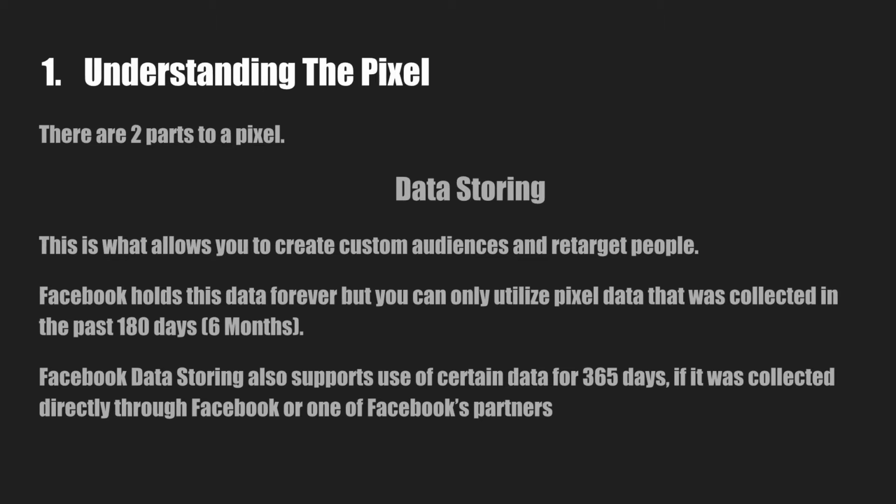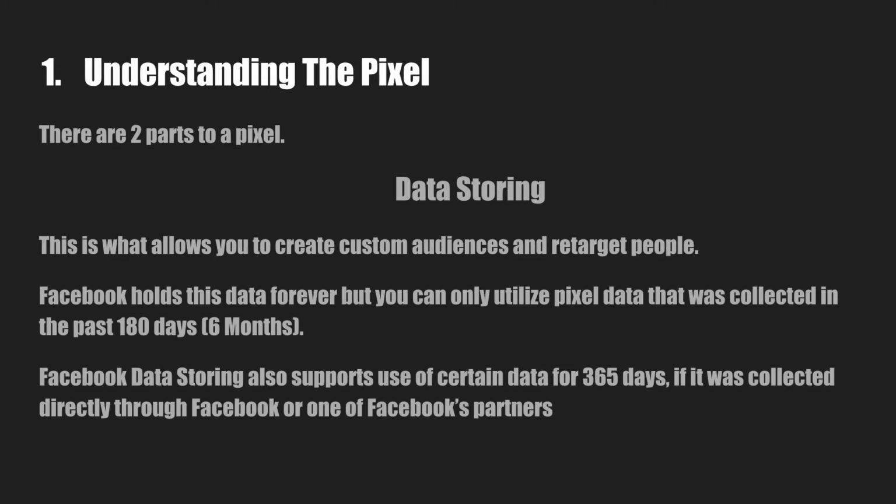but you can only utilize the data that was collected in the past 180 days. So any pixel events that happen on your website, like view content, page views, add to cart, you can only utilize those for 180 days. You can't go any longer than that. So if you have a website where people were on it a year ago, you're not going to be able to retarget those people. They have to be in the last 6 months.